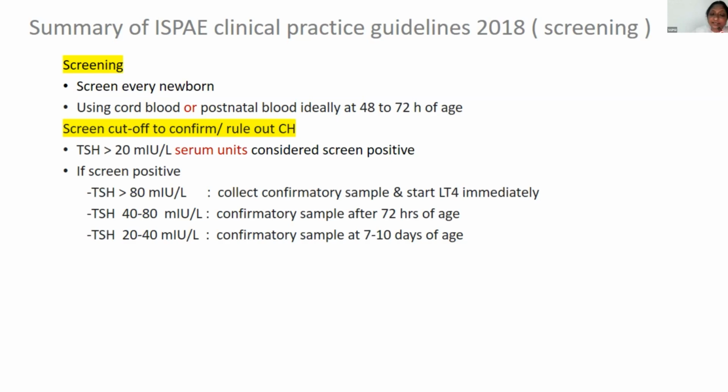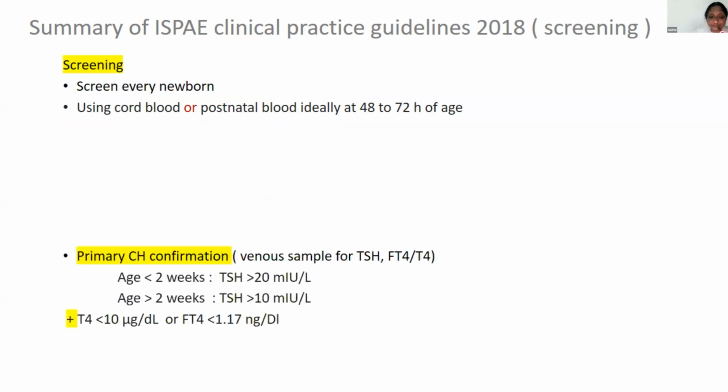So TSH less than 20, it's screen negative, nothing to be done. More than 80, very high likelihood of congenital hypothyroidism. So we need to collect the confirmatory sample and start levothyroxine immediately. Between 40 to 80, we recall them at 72 hours of age. And between 20 to 40, which are expected to be the milder forms or even negative, confirmatory sample is taken at 7 to 10 days of age. And this is just screening. We need to confirm before we start treatment.